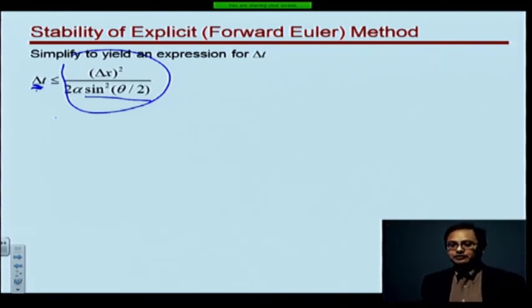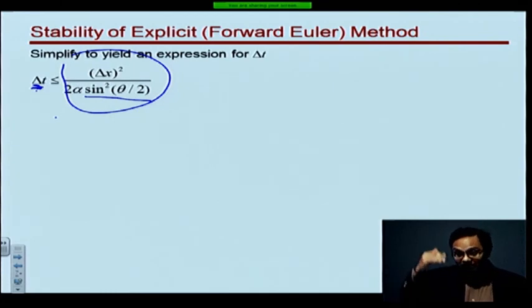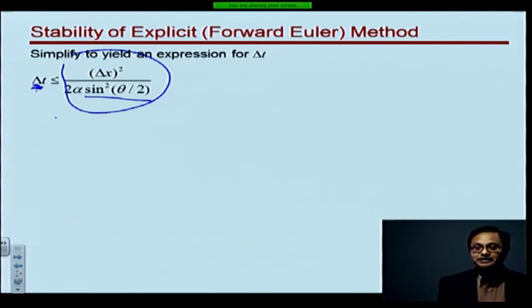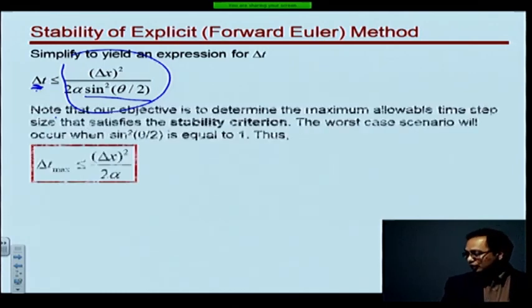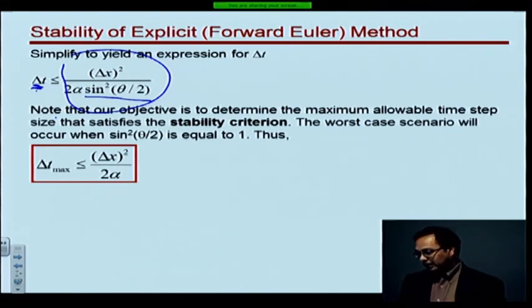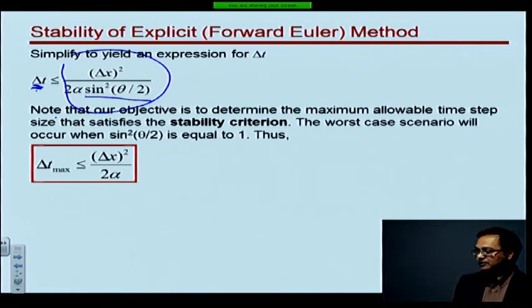But if sine squared theta is very close to 1 or exactly equal to 1, then I get the minimum possible delta t, the tightest constraint. So that's our worst case scenario. The worst case scenario happens when sine squared theta is equal to 1, and that gives us a delta t max, which is delta x squared over 2 alpha.